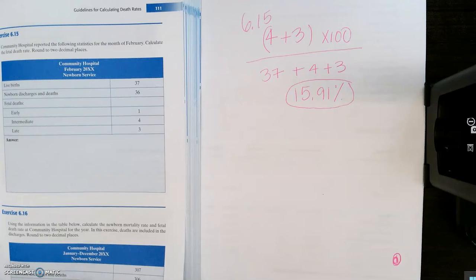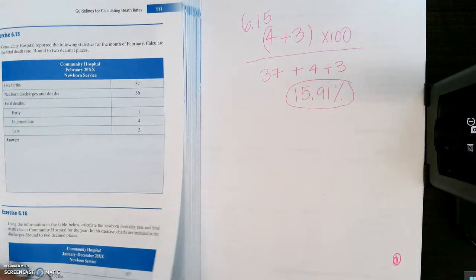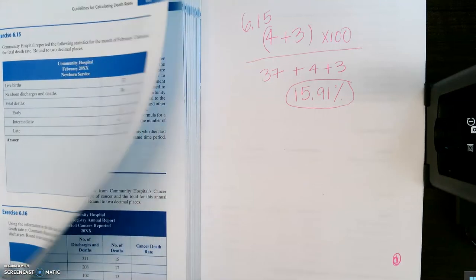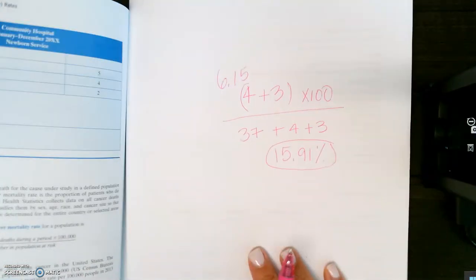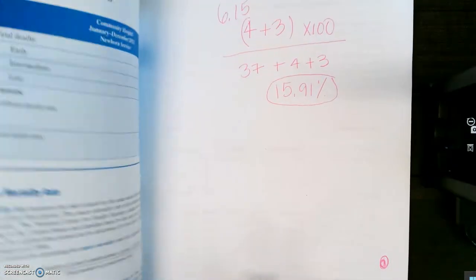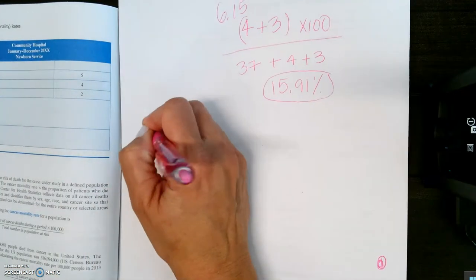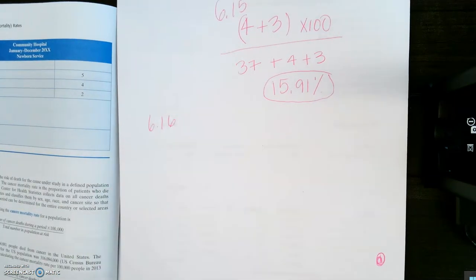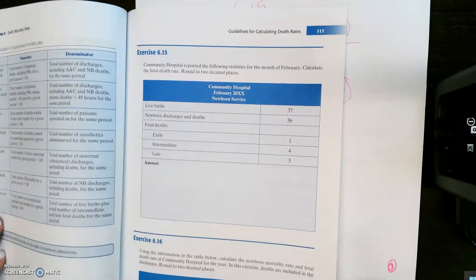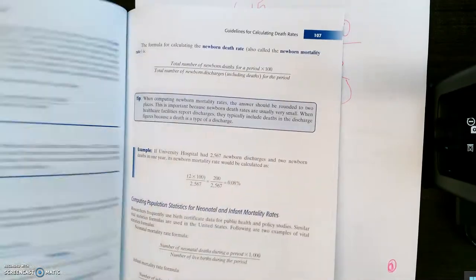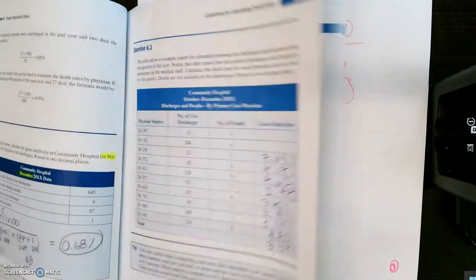So unfortunately, our table is on 2 separate pages, which makes it a little difficult when I'm trying to record this and show you, but I'm going to adjust and see if we can get it all in there. So the first one that we're asked to calculate on 6.16 is the newborn death rate.